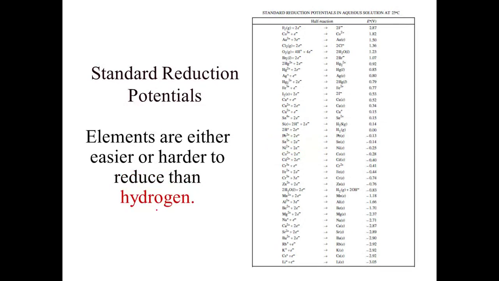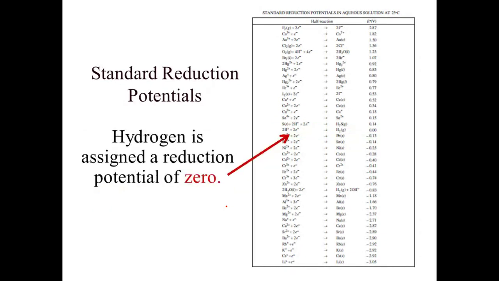So everything is compared to hydrogen. Elements are either easier or harder to reduce than hydrogen. This is nothing more than a fancy activity series. So here's your hydrogen potential right in the center, and it is given a 0 value. So you are looking at things that are more reactive than hydrogen down here and less reactive than hydrogen up here. Kind of backwards from your activity series.